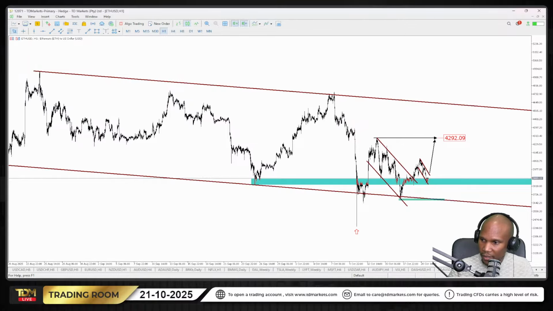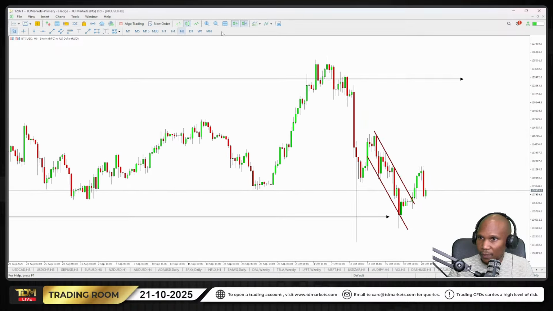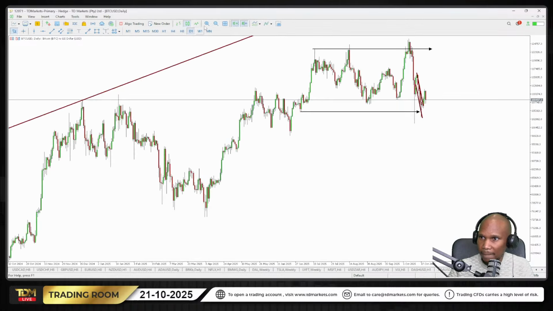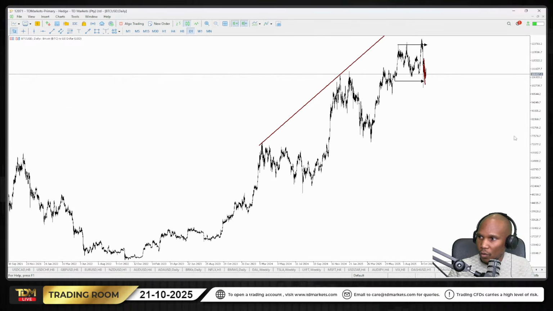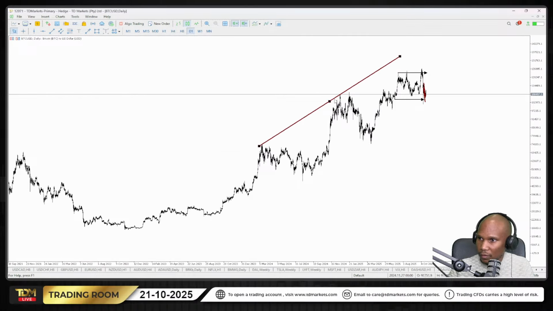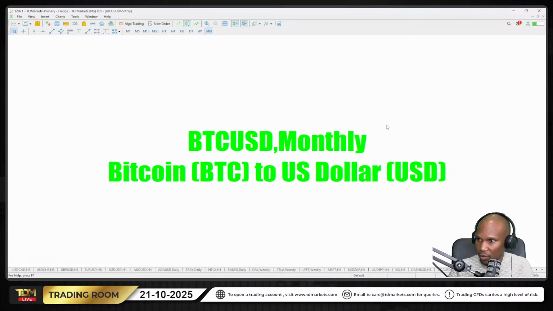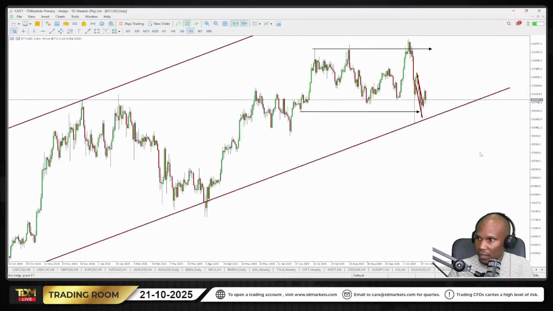Looking at Bitcoin as well, right? Okay, so overall, the current bigger structure remains bullish, right? This is what we're seeing overall. So Bitcoin is still bullish, all right? And then at the moment, it's trading within this range.